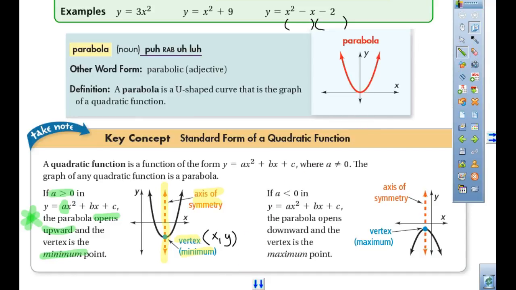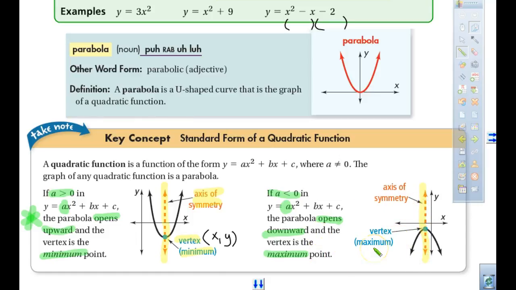Differently, when a is less than 0, meaning a is a negative number, and that's the only one we're talking about, not the b or the c, then our parabola opens downward, and it has a maximum point, which makes sense. If this is the point on top, it's going to be a maximum. And if it goes down, we have to have a point towards the top.